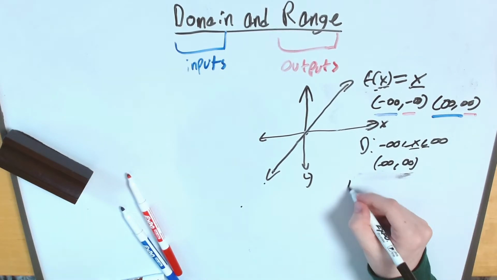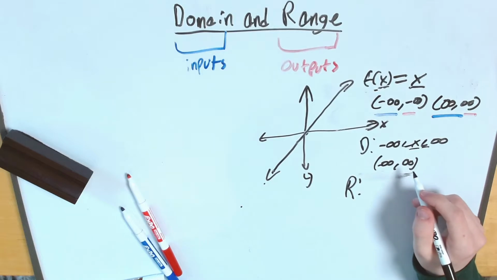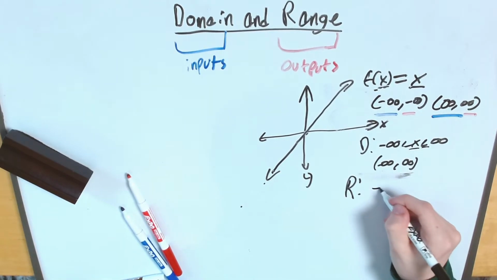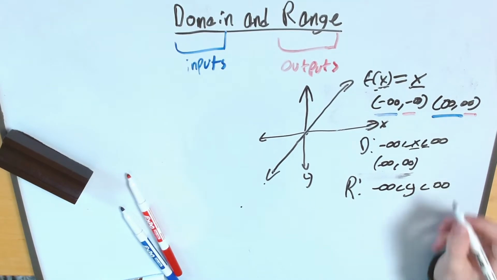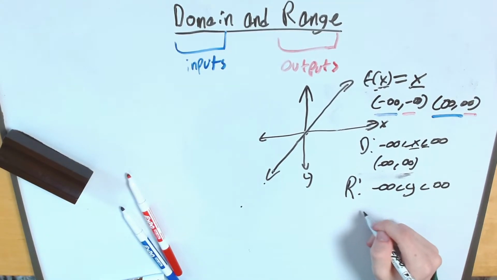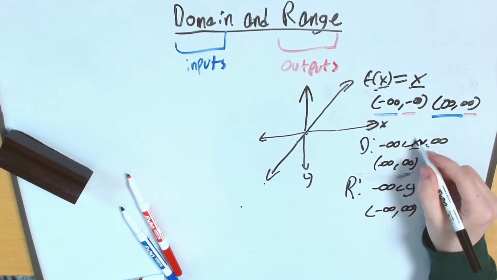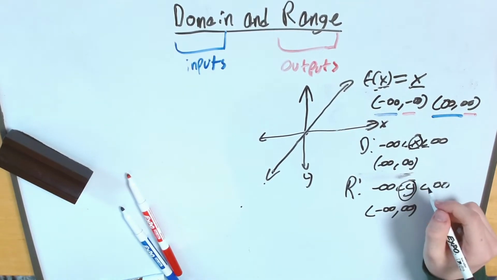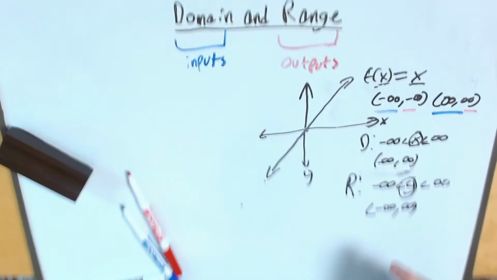We can do the same thing with range. We know that this function has every y value from negative infinity to infinity. And of course, we can also write that as negative infinity, infinity. Notice in each of these I included the x and the y, because remember, domain refers to x values and range refers to y values, right?